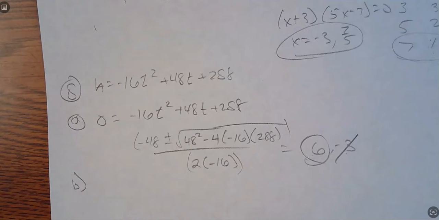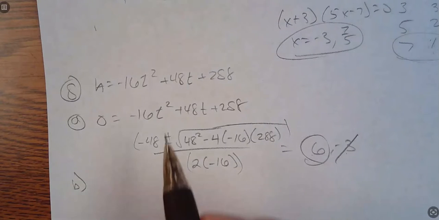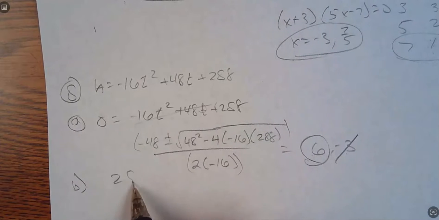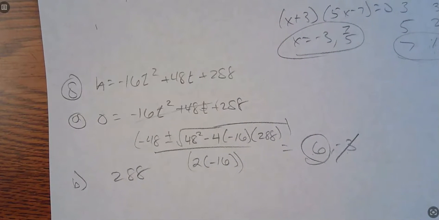And then for part B, they want to know how tall is the dorm building. Well, the ball is at the top of the dorm building at t equals 0, because that's the moment right before it was released. So if I plug 0 in for t, the terms with t wipe out. All you're left with is 288. So that's a y-intercept question.